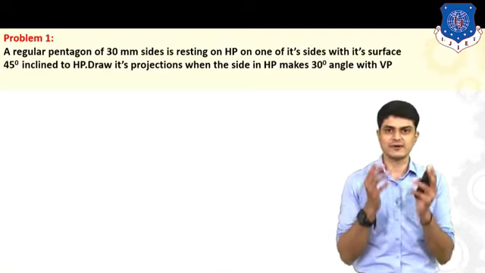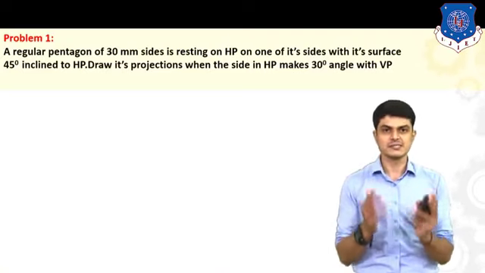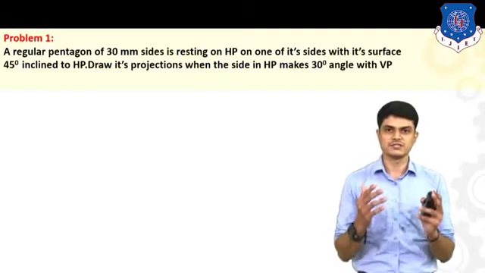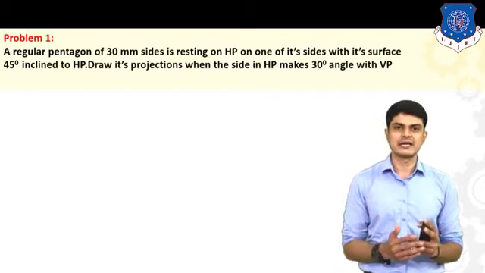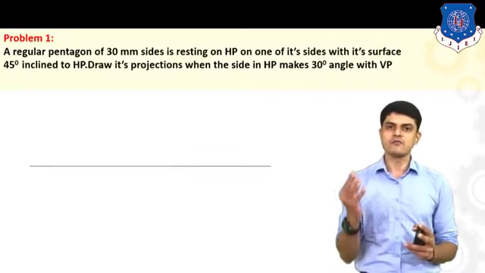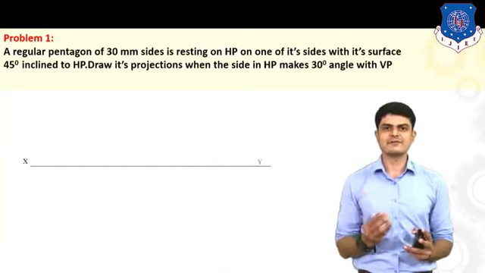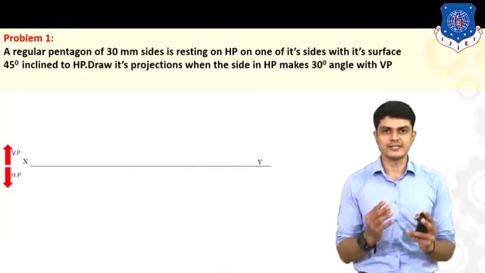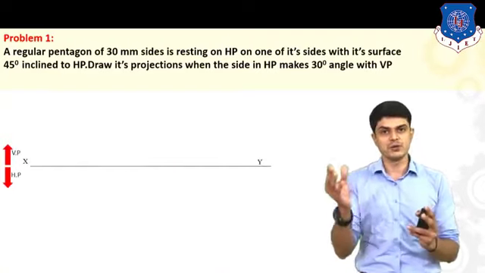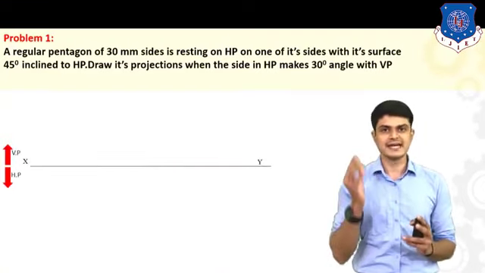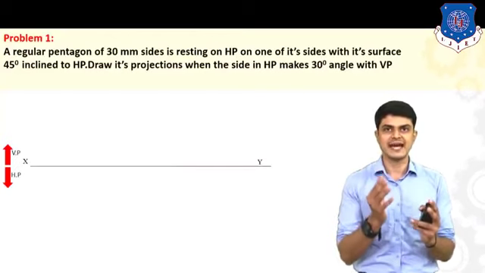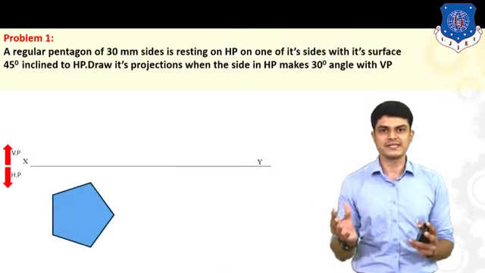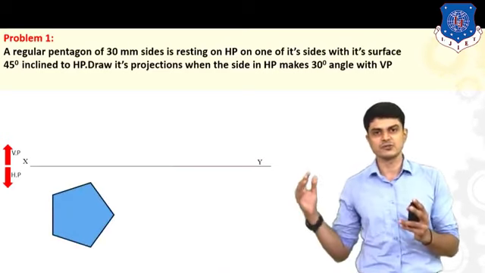That means we should draw the pentagon in such a way that one of its sides comes on the left hand side. Then we have 2 data, one with respect to HP, one with respect to VP. So let us start drawing with the XY line. We know that above the XY line is VP, and below the XY line is HP. So it is said that the pentagon is resting on one of its sides on HP. That means we should draw the pentagon below this XY line with one of its sides in HP, on the left hand side.